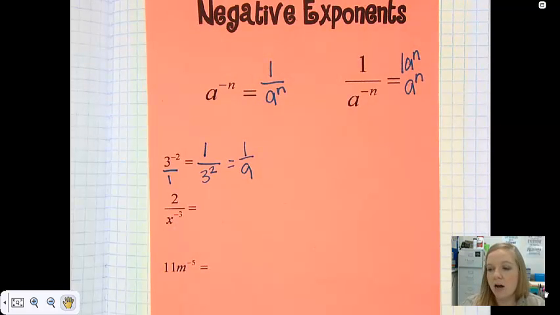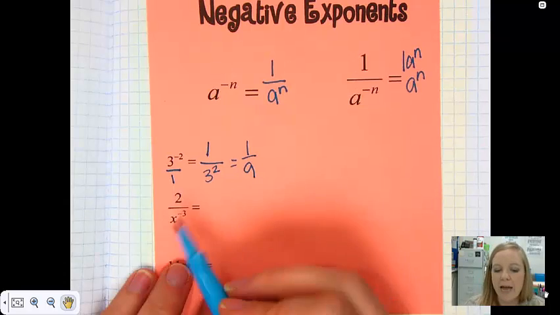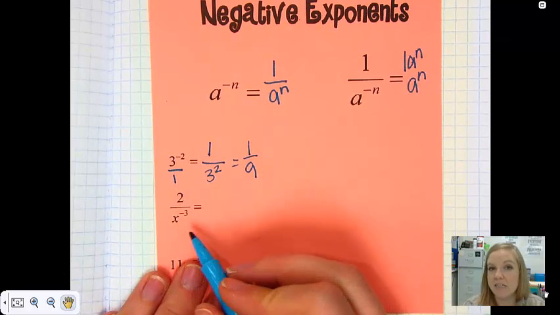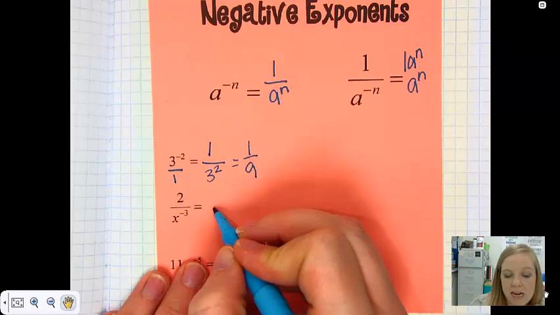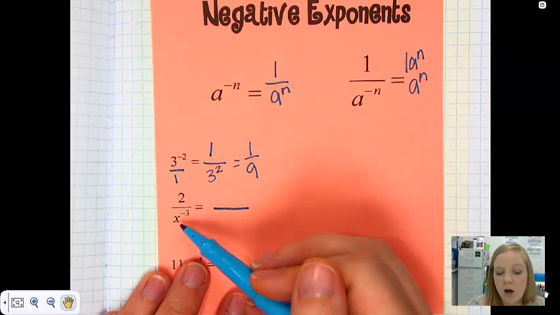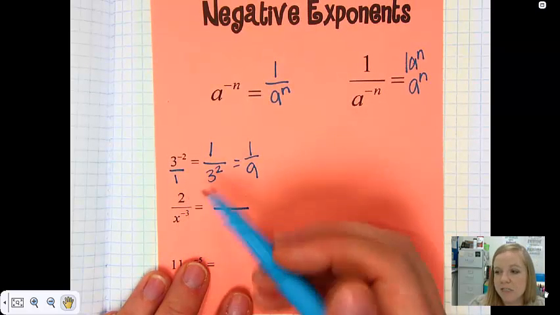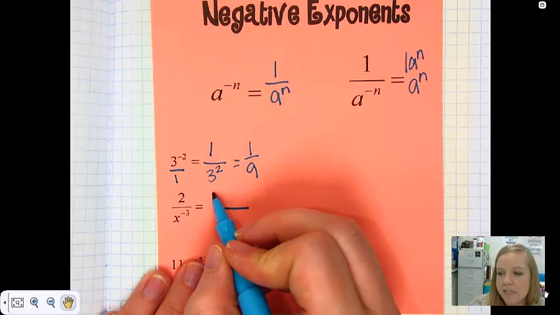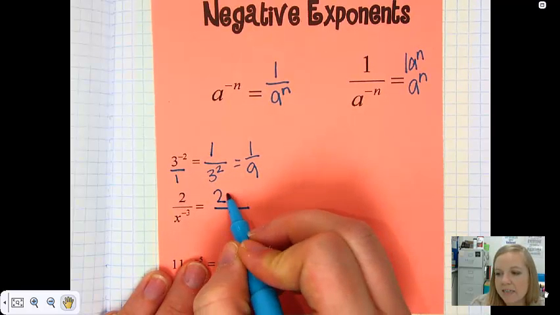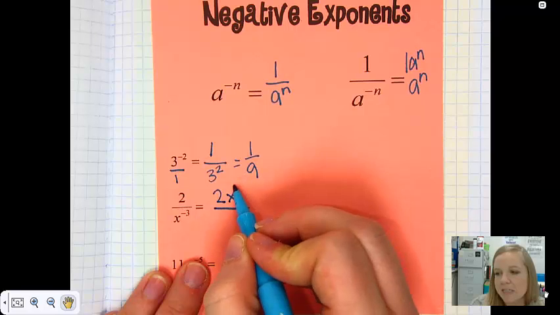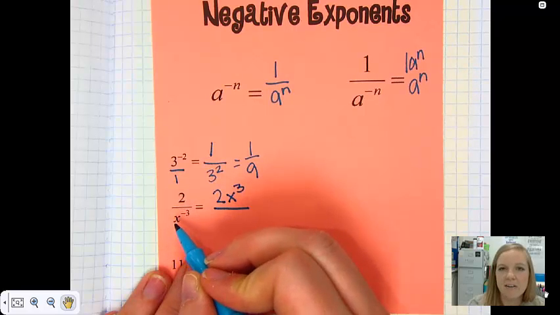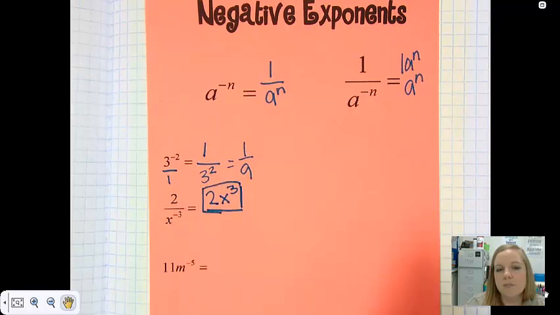Next, 2 over x to the power of negative 3. Well, x to the power of negative 3 is negative. It's unhappy. He needs to move. Now, only the x needs to move. The 2 does not need to move. So 2 stays up top, x to the power of positive 3. So once the x to the negative third moves, he's happy now. So it's going to be 2x to the power of 3.